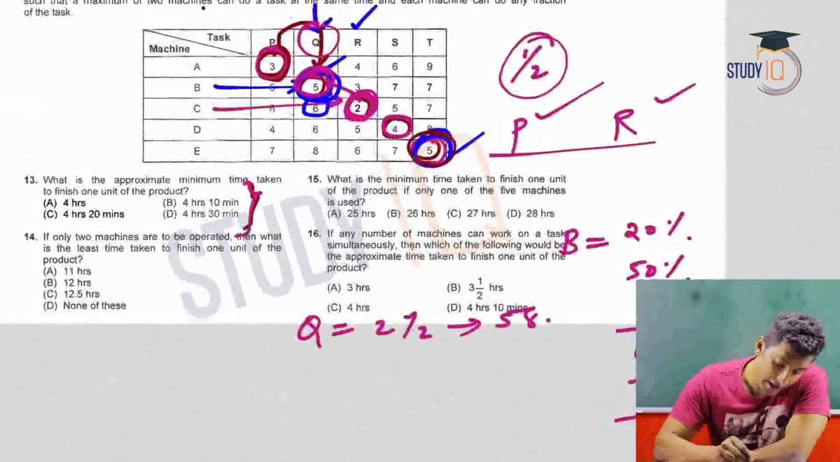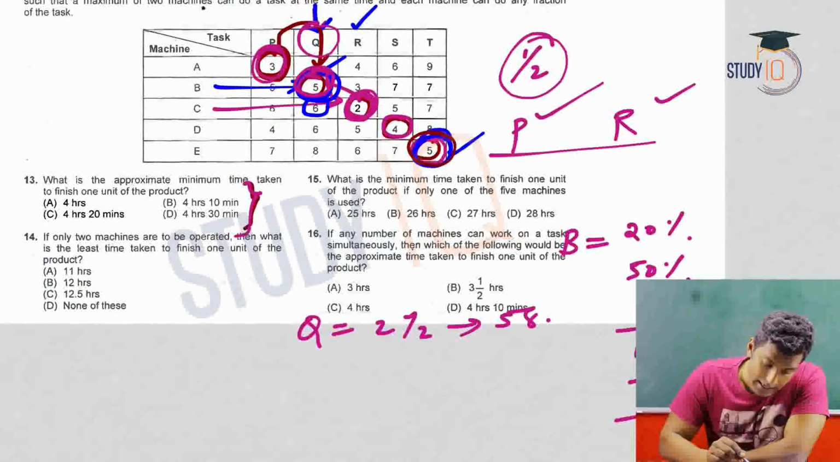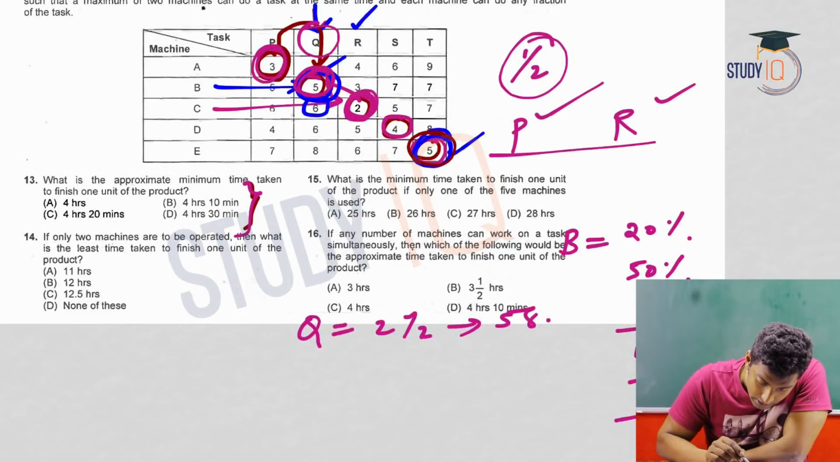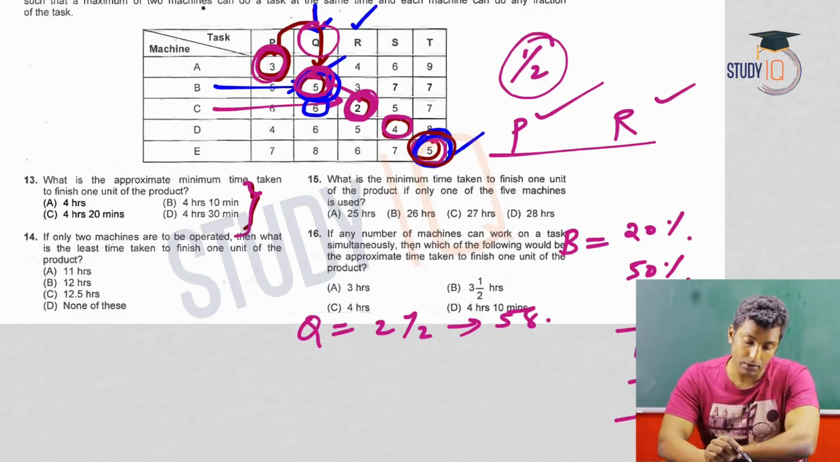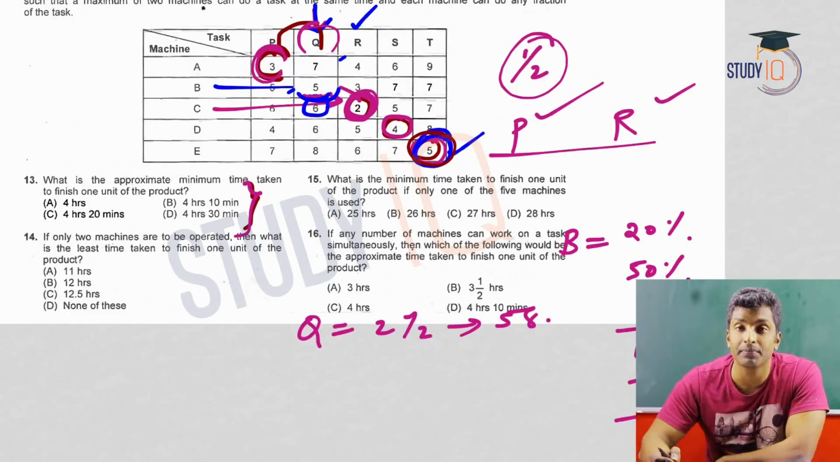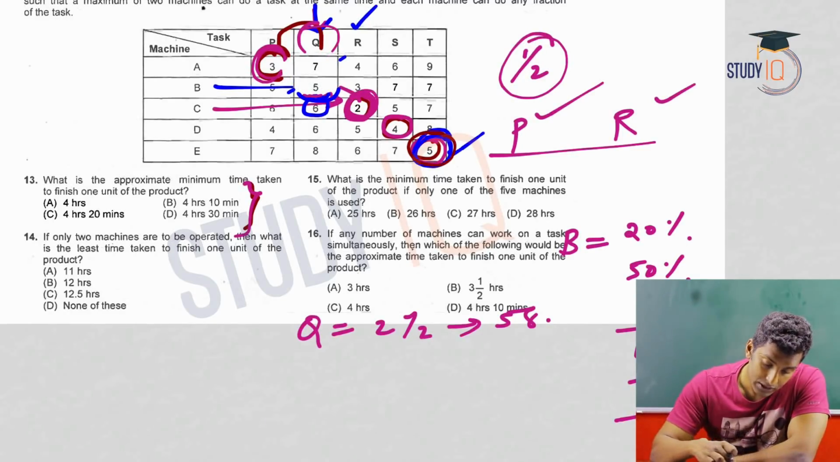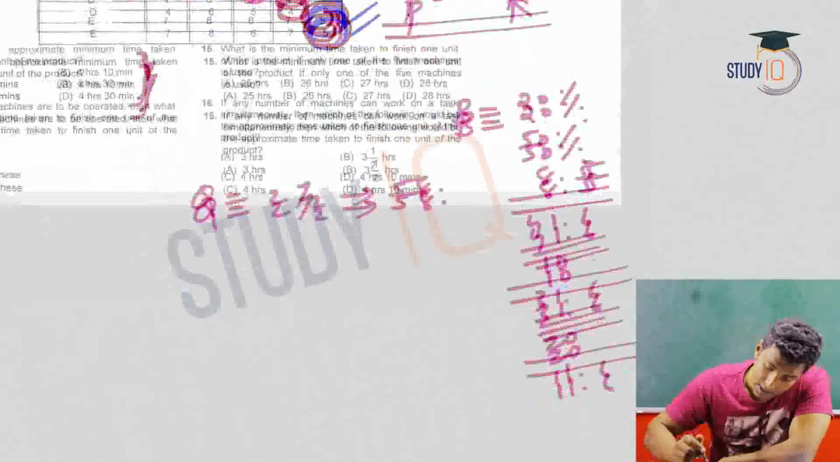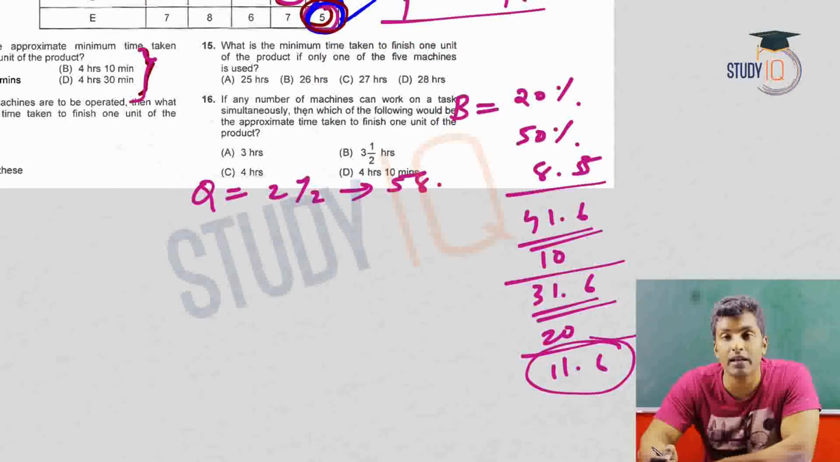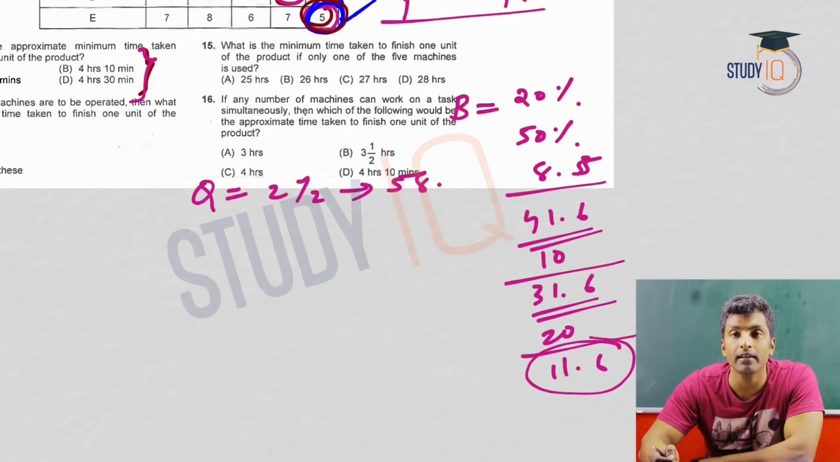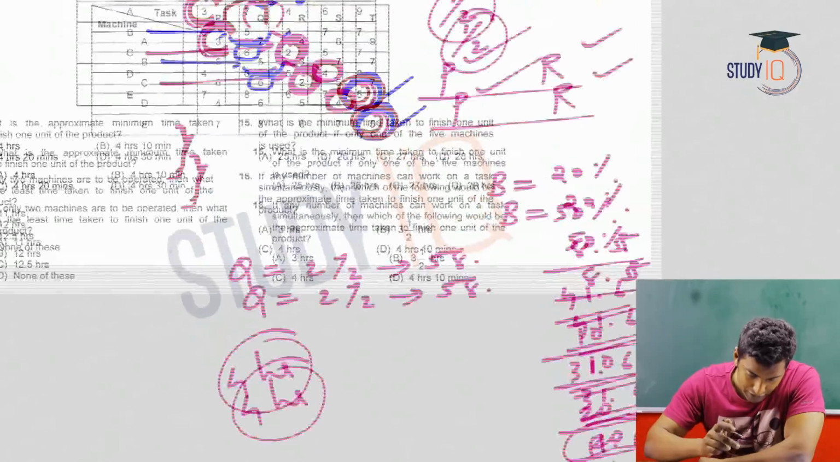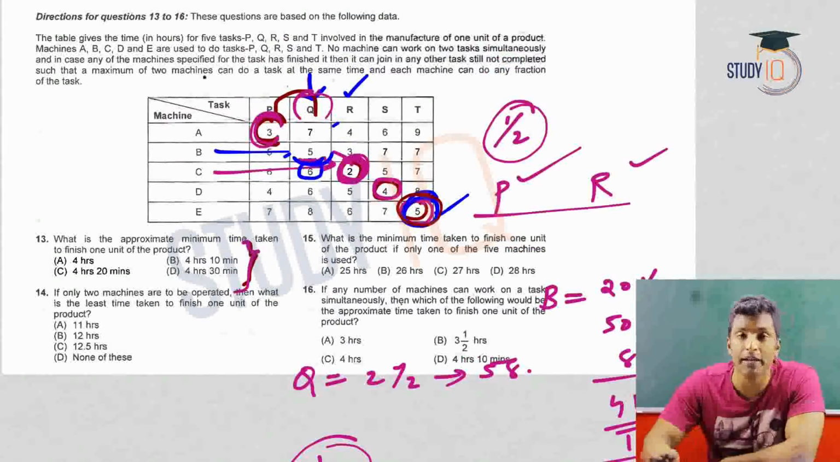Now who will do this 11 point something? I told you, A. A can do this task in how much time? Which task are we talking about? We are talking about this task Q, right? So A will do the work in 7 hours. So you can clearly see the balance 11.6 can be completed by A in 1 hour. So that work is over. So in 4 hours, if I am doing like this, the work is completed. So Q is completed in 4 hours.